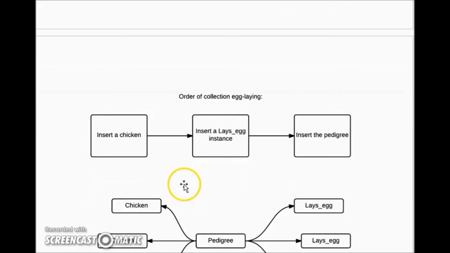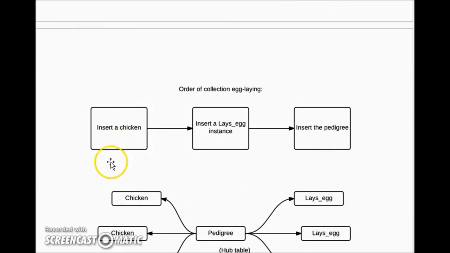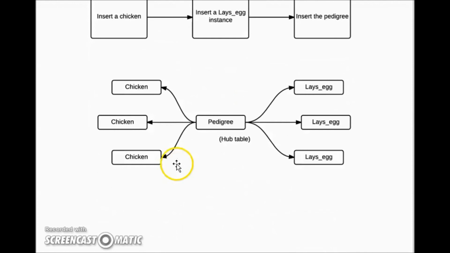Whenever specifying the laying of eggs, we insert a chicken, which might already have been done, and then you insert the instance of when the chicken laid the egg, and then you insert the pedigree, which is the hub table between these two. It has to be done in this order because the pedigree refers to both these tables. This is a little diagram showing how this could be made.